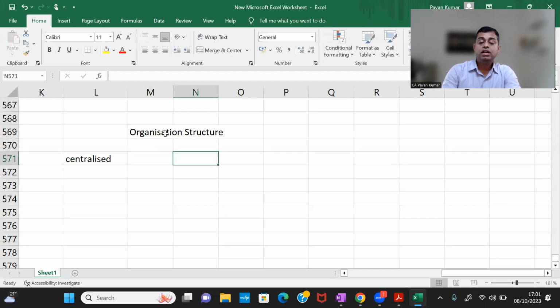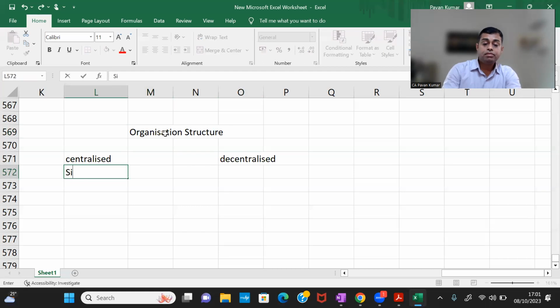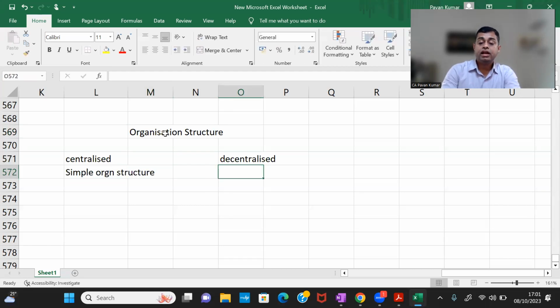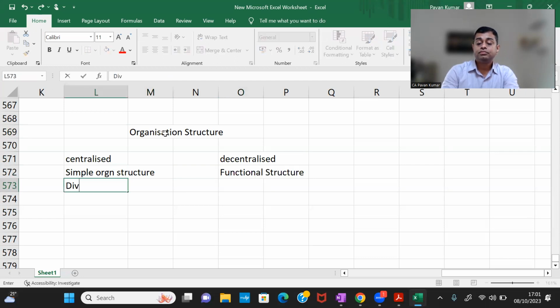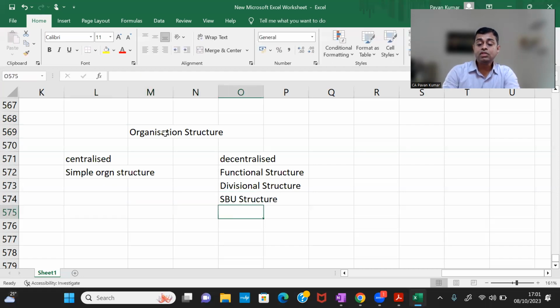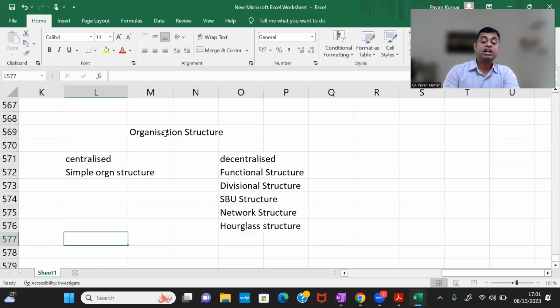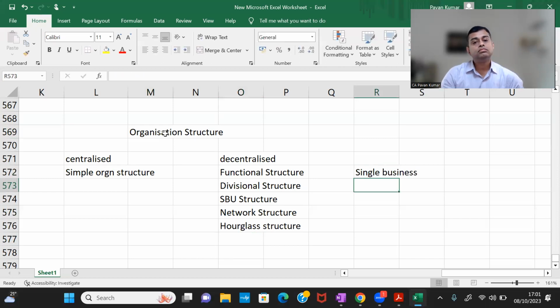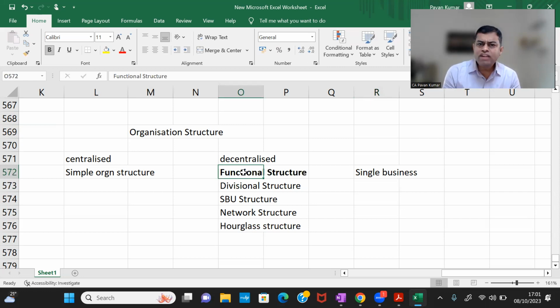Centralized? Decentralized? Simple organization structure. Here, functional structure, divisional structure, strategic business unit structure, network structure, hourglass structure. These are various structures here. Functional structure, divisional structure, SBU structure, network structure, hourglass structure. If you have a single business, probably functional structure is the best structure. You don't have multiple businesses. You have only one business.